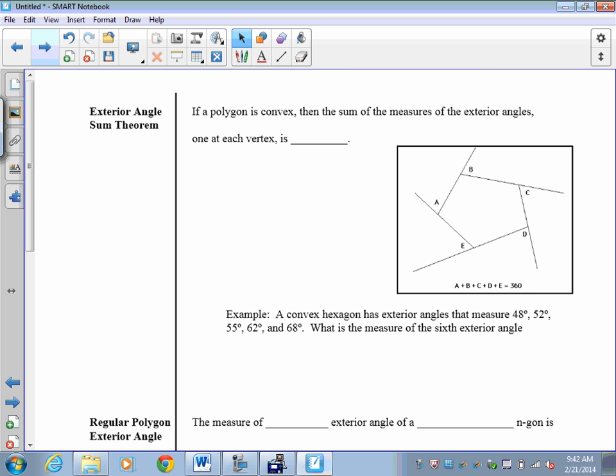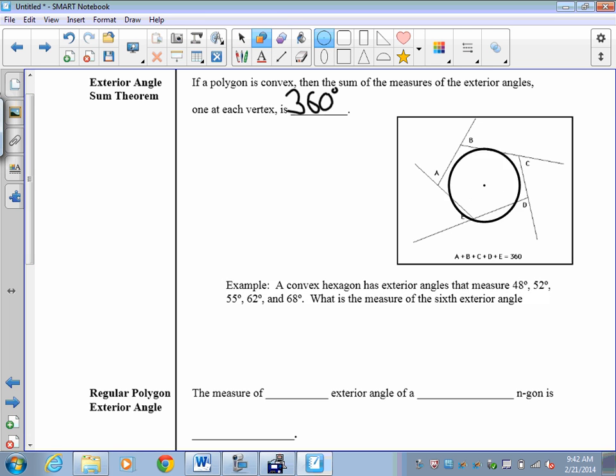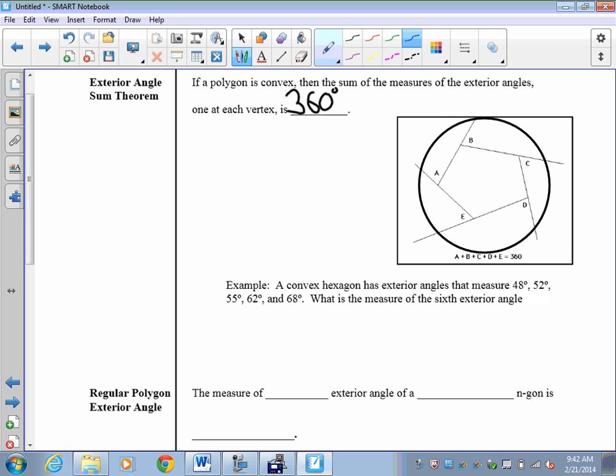So the last page talks about the exterior angle sum theorem. It says if a polygon is convex, then the sum of the measures of exterior angles, one at each vertex, is 360 degrees. The way that I remember this is that you can have a circle. A circle is 360 degrees around. We're going to talk about that more later, but you should know that already.